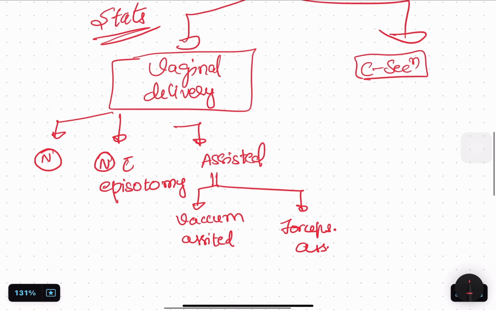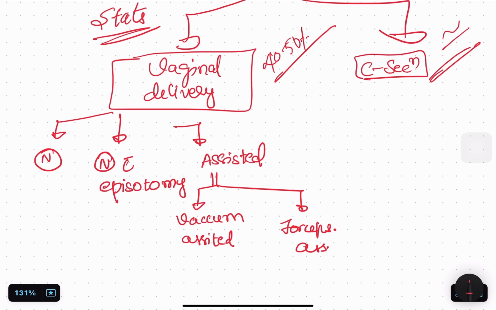Now, this depends on your college and the patients you get. Exact statistics cannot be commented on, but almost 40 to 50% can be vaginal and the remaining can be C-section. Is that clear? So in normal vaginal delivery, you can have a normal delivery or a normal delivery with episiotomy, or an assisted vaginal delivery where assistance can be either via a vacuum or via forceps.